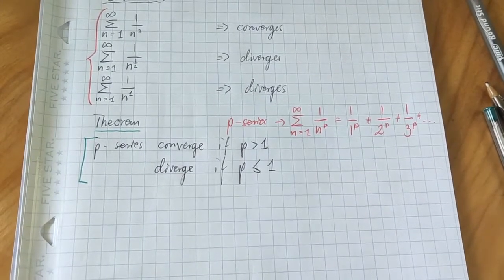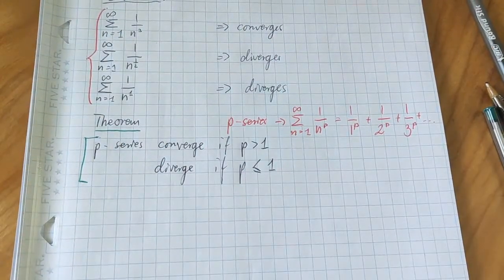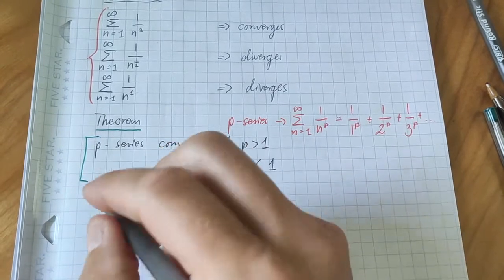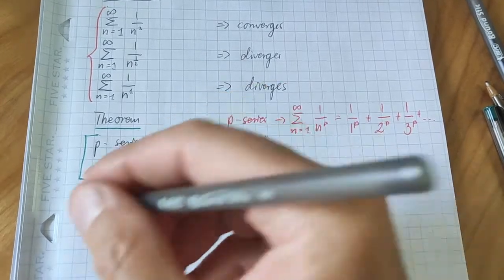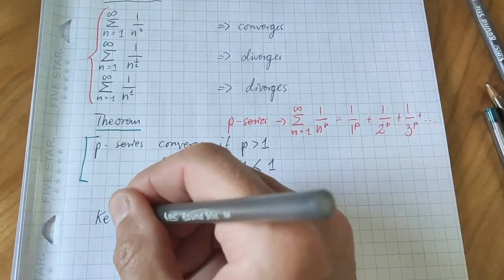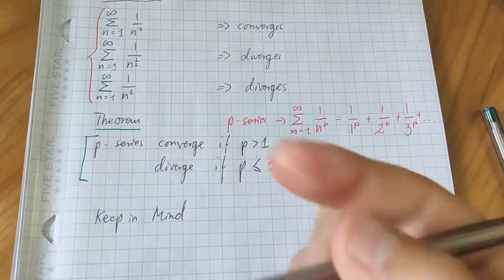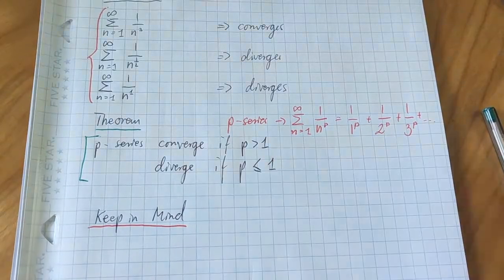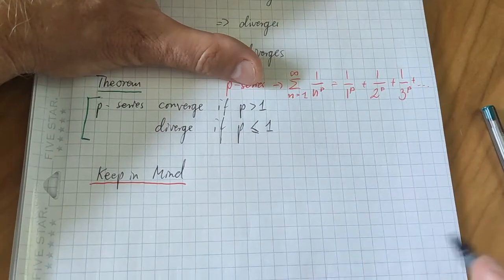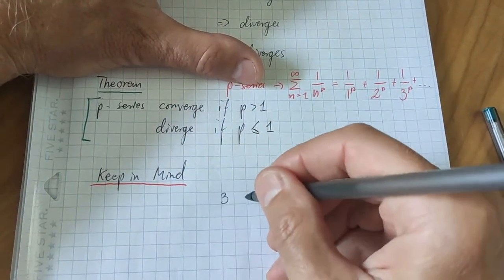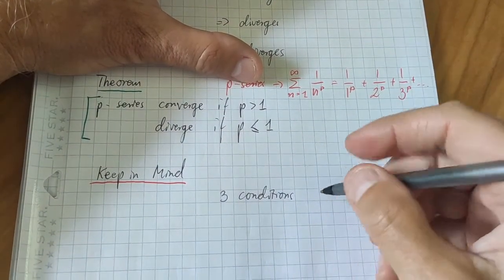Yeah, let's think about those three conditions. Of course, not every function is positive, decreasing, and continuous. So let's look at an example of a function that is not positive. Keep in mind, that's a bit of a warning. It's a good idea to check those three conditions. The function must satisfy three conditions, but sometimes it does not.